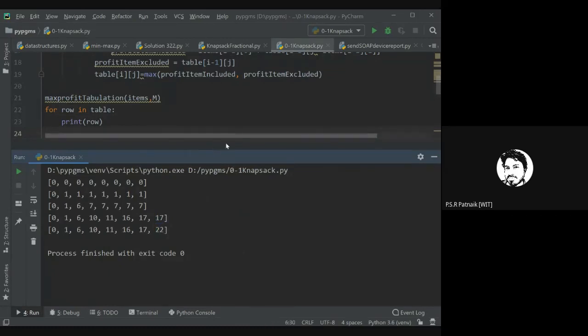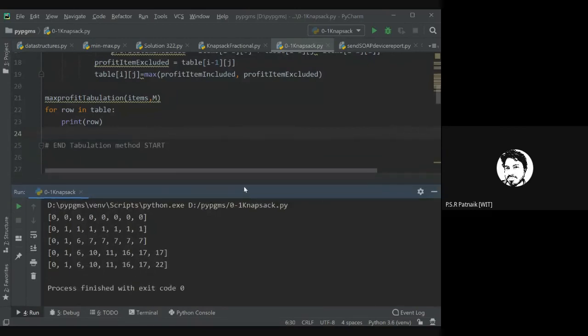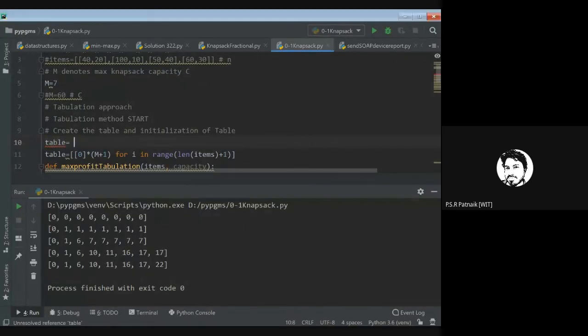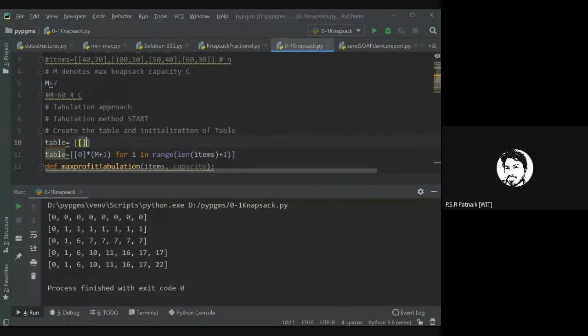So where did we go wrong? Let me explain. You will now understand what exactly was the difference here. See, here what I did: table is equal to, this is what I have done, right? The first value was 0. I wanted to initialize it with 0 multiplied by, what was that? M plus 1. This is what I have done.